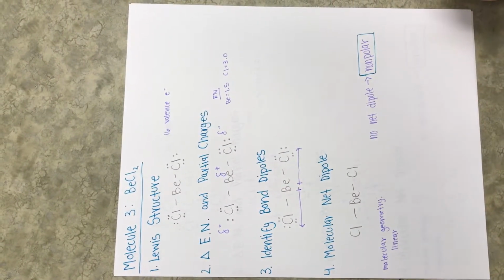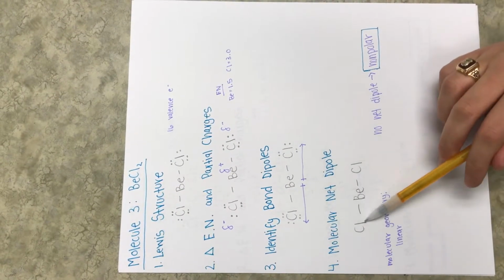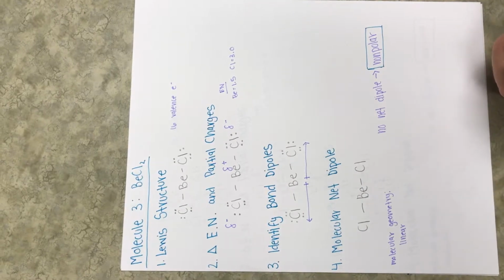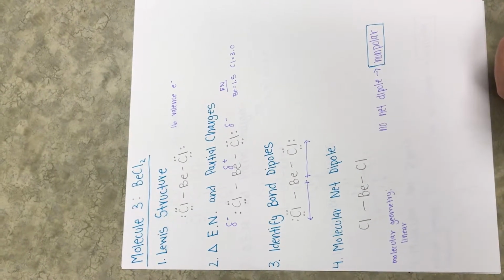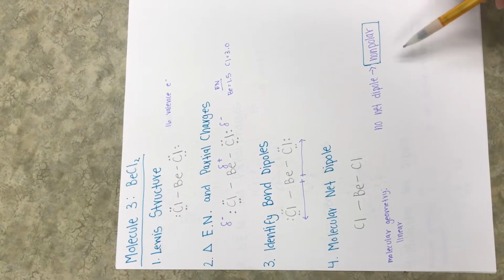In order to find out whether the bond dipoles cancel or not, we have to look at the two domains around the center atom. Since there are two domains on the central atom, the molecular geometry is linear. Since all the domains are the same, there is no net dipole, making this nonpolar.